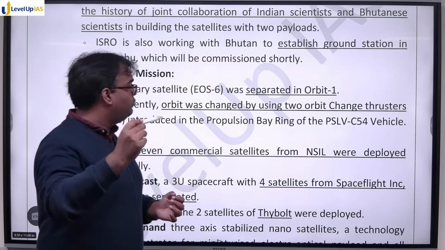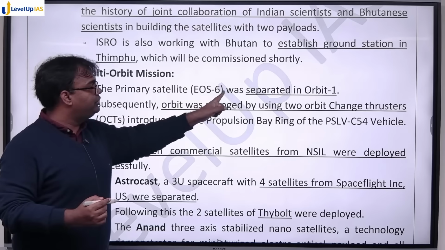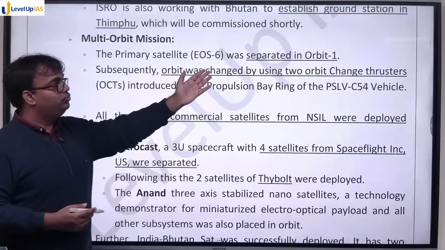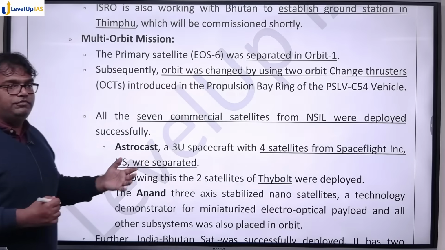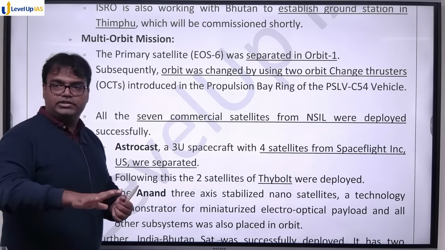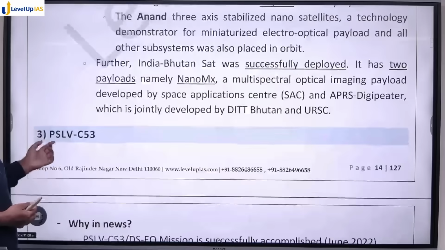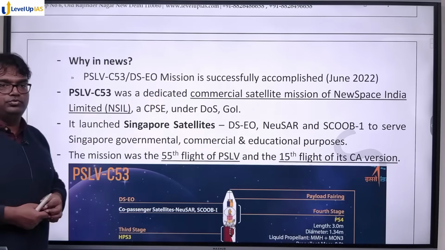First EOS-06 was launched. The primary satellite was EOS-06, which was separated in orbit 1, and subsequently the orbit was changed by using 2 orbit change thrusters introduced in the propulsion bay ring of PSLV C-54. These thrusters started the engine, went further up and launched the other satellites. PSLV C-53 was launched in June 2022.